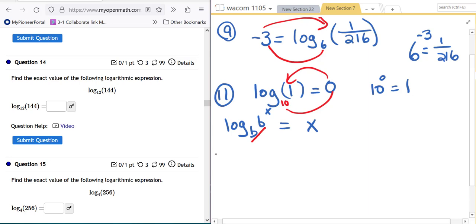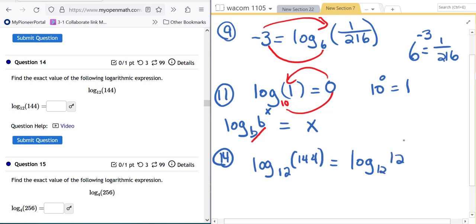So on 14, we're working log base 12. This base we can't really change, so we have to work on changing the other one. We would like to write this 144 as 12 to some power, and it is 12 squared. So we'll rewrite it: log base 12 of 12 squared. Now we can use that property. Once the bases are the same, the answer is the exponent. So this will be 2.